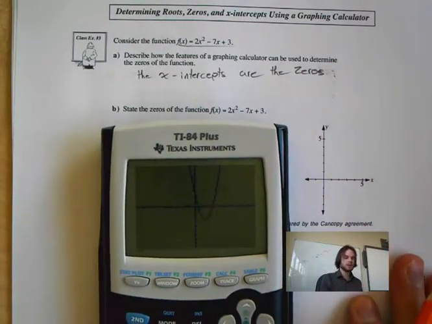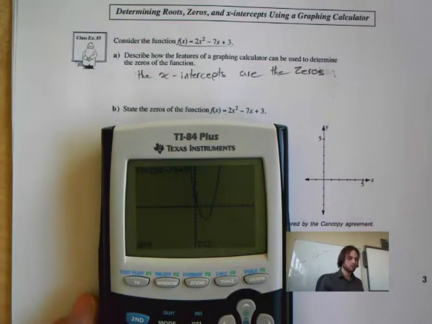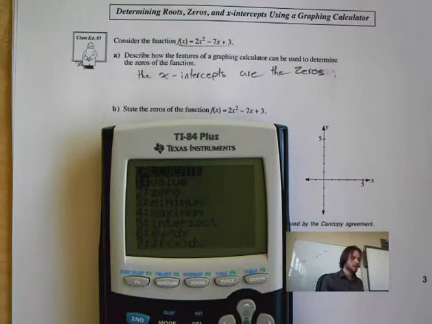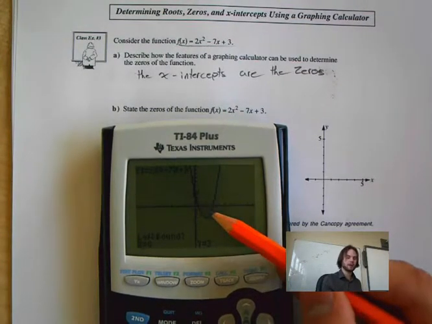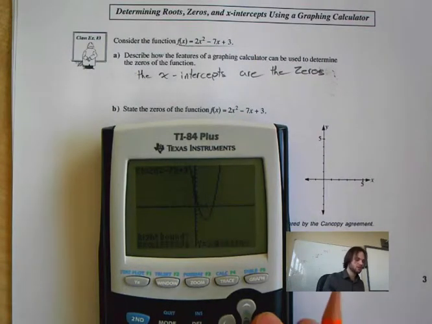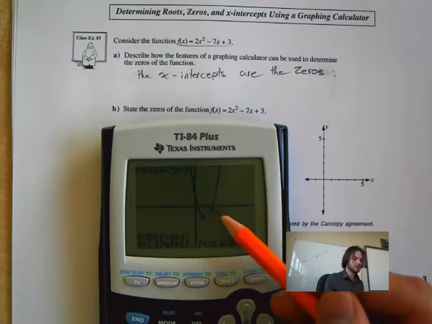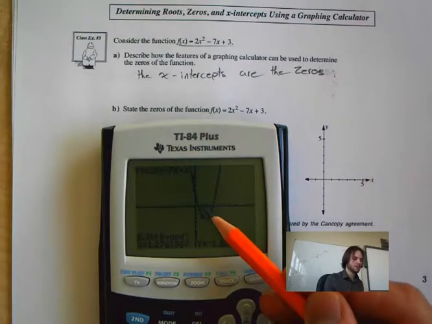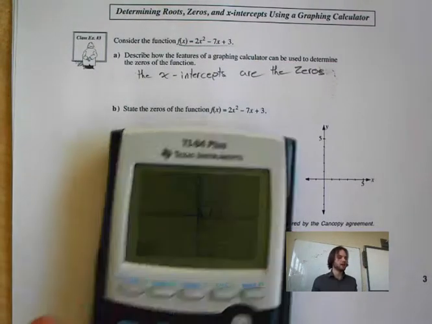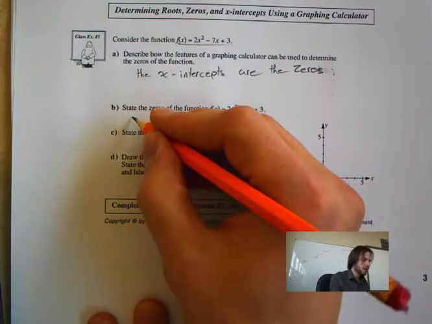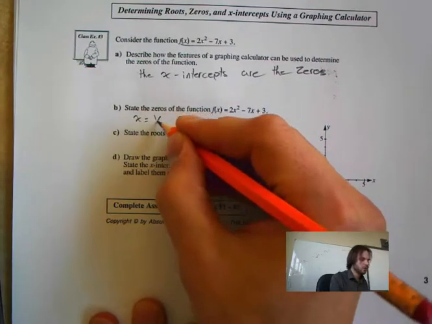We just go into here. We're going to go second, calculate. And we're going to calculate my zero. That's it. So we go left bound of the first one. There's my first one right there. Left. That looks left of that x-intercept. Push enter. Right of the x-intercept. That is right of the x-intercept. Enter. And a guess where my x-intercept is there. Enter. So I get 0.5 and 0. So I have x is equal to 1 over 2.